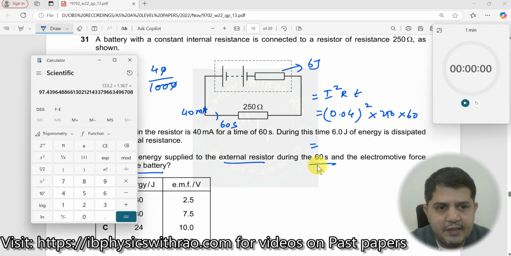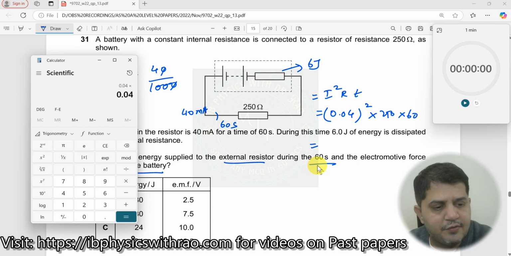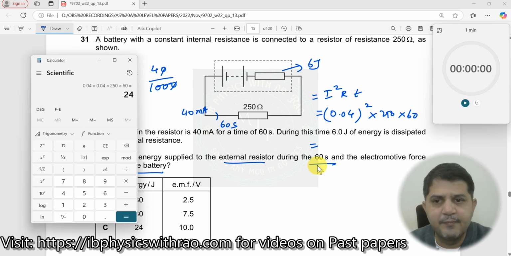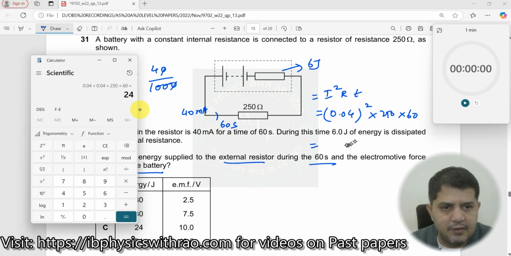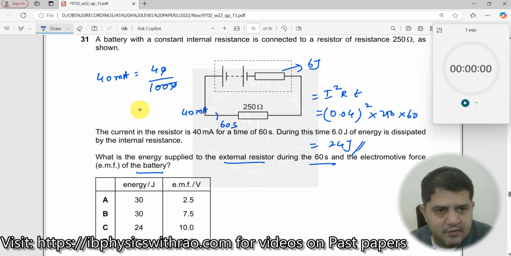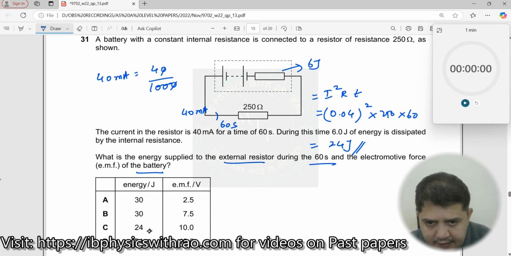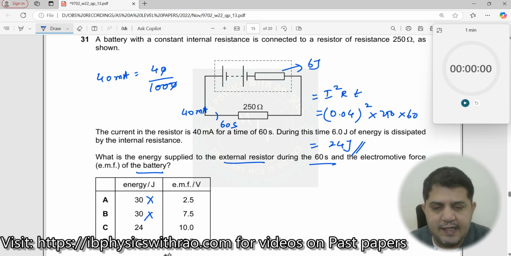And what do we get here? We get 0.04 times 0.04 into 250 into 60. When I do this, I get the answer as 24 joules. Do I have any 24? Oh, I already have 24 over here. These two are incorrect, so among these I have to choose.